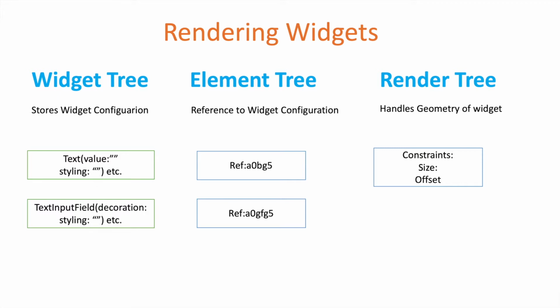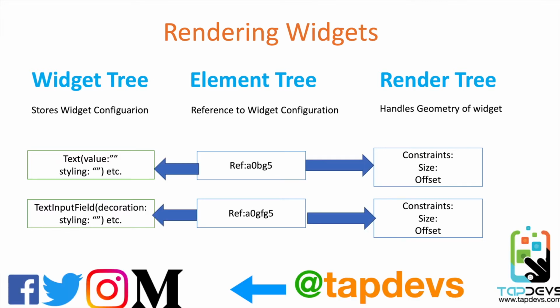So for example, it could be 10 centimeters on a small screen, but it could take 30 centimeters on a big screen, tablet, or on TVs. It could take more space. Those measurements are decided by the render tree, and the element tree provides a reference. It's linked with the widget tree, and also with the render tree.